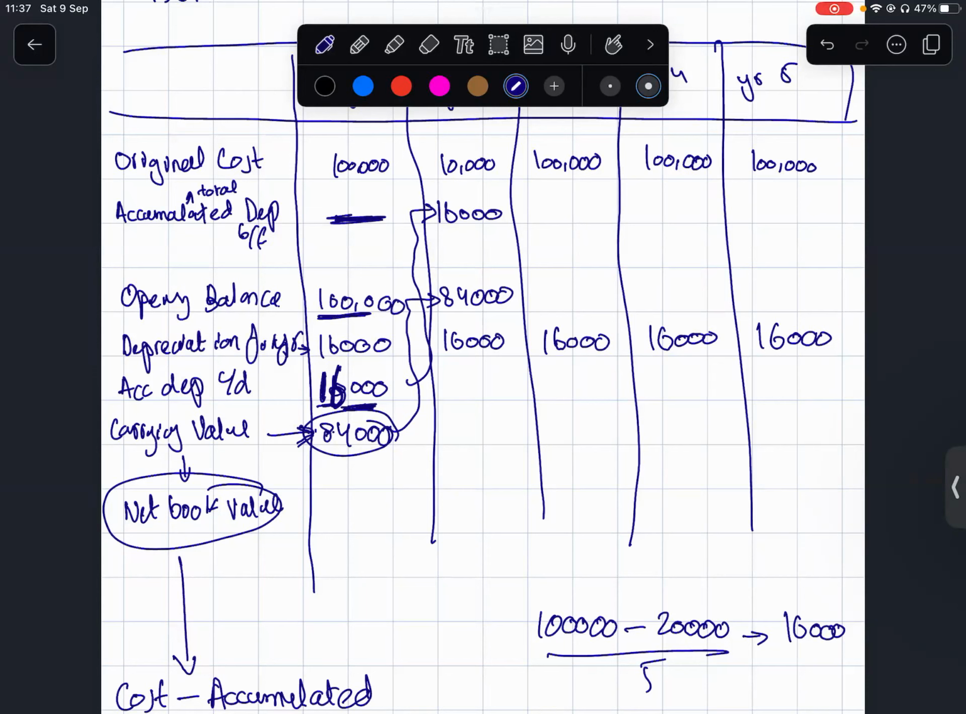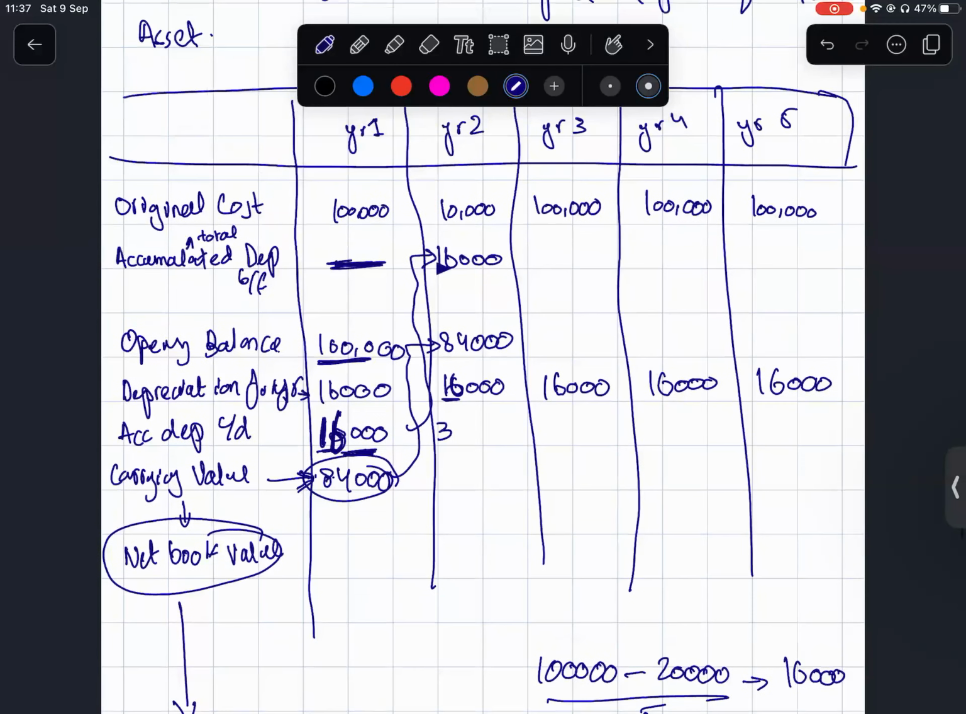In this case, our charge for this year's depreciation is 16,000, and we already have an opening of 16,000 here. So 16 plus 16, the total charge by the end of year two is 32,000. And the carrying value will be 100,000 minus 32,000, which will be 68,000. Are we clear, sir? Yes.